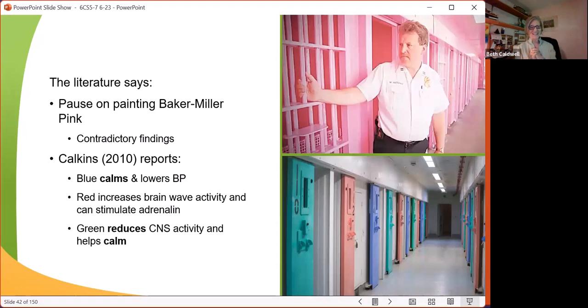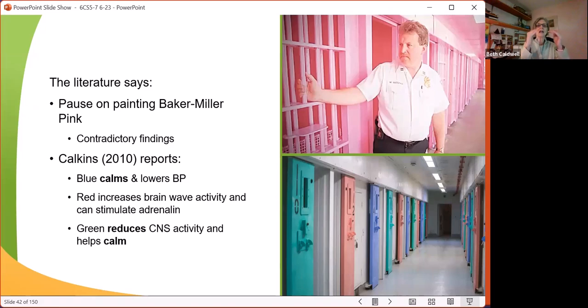Okay, pause on the pink, as they said, there are some contradictory findings about pink. But blue calms and lowers blood pressure. Green reduces central nervous system activity. And in fact, if you ask some Reiki experts, they'll say that blue is what you should wear, the color blue, when you're feeling unloved. You know, blue is the color of love. So look at those kinds of things.